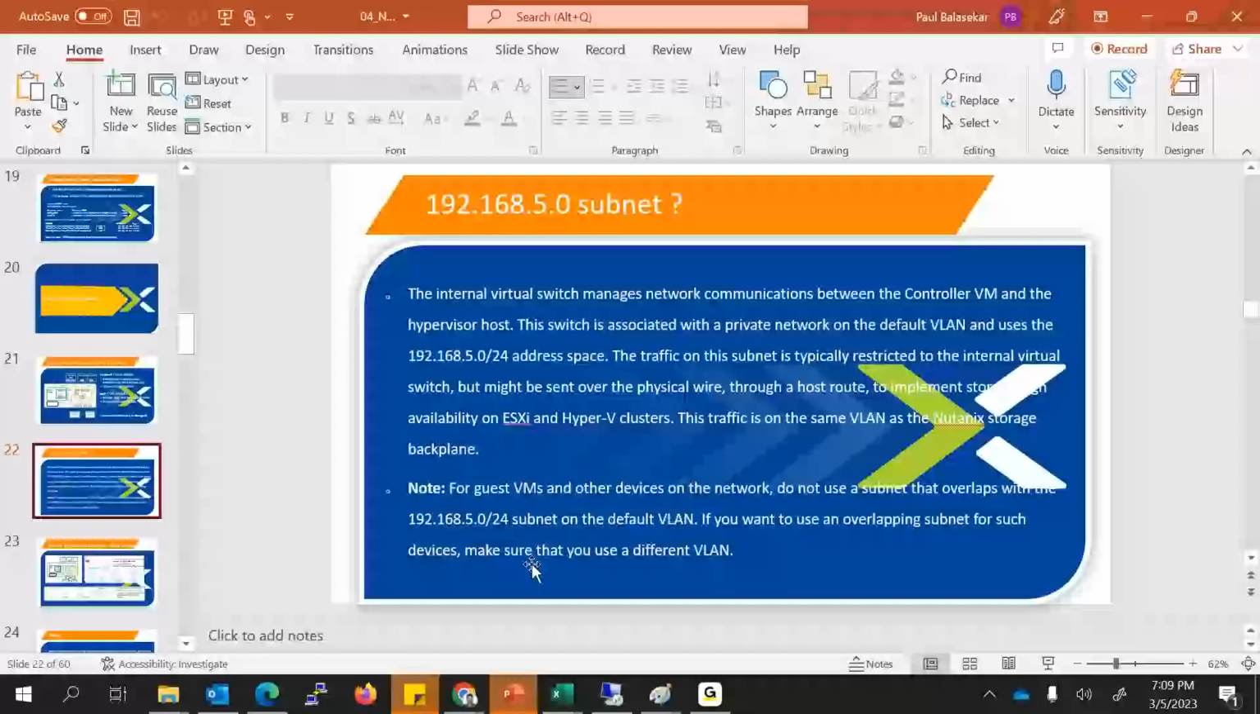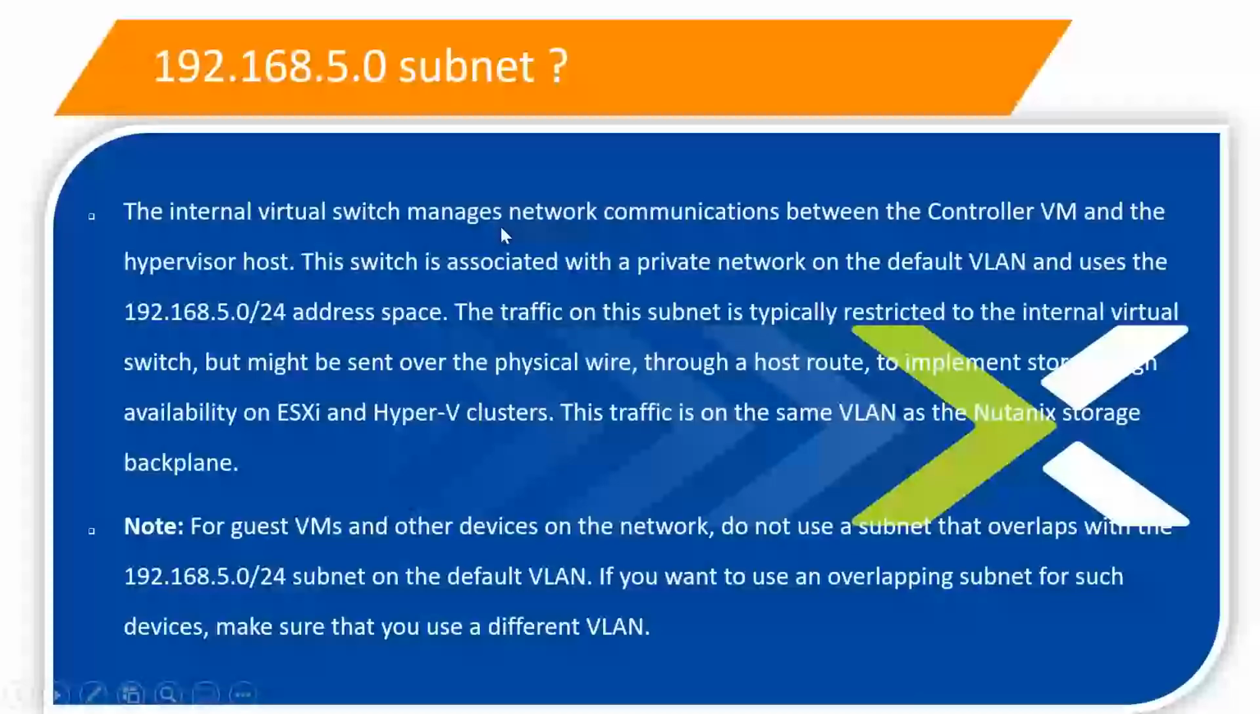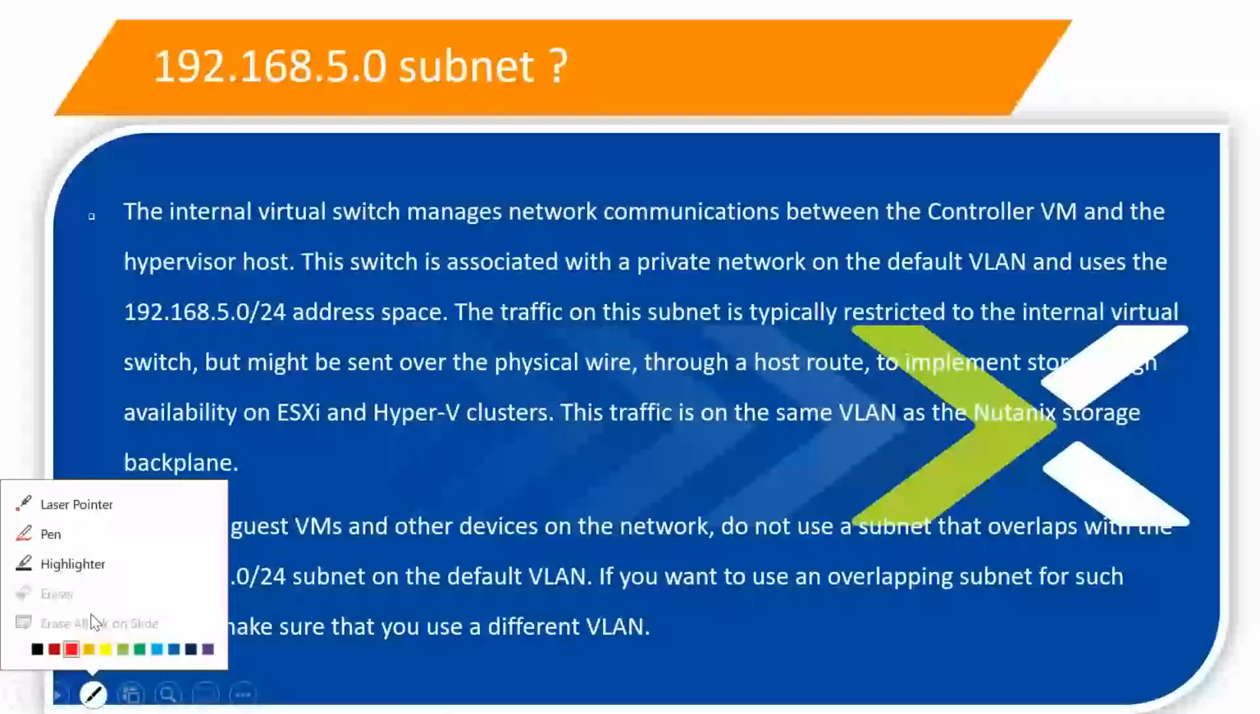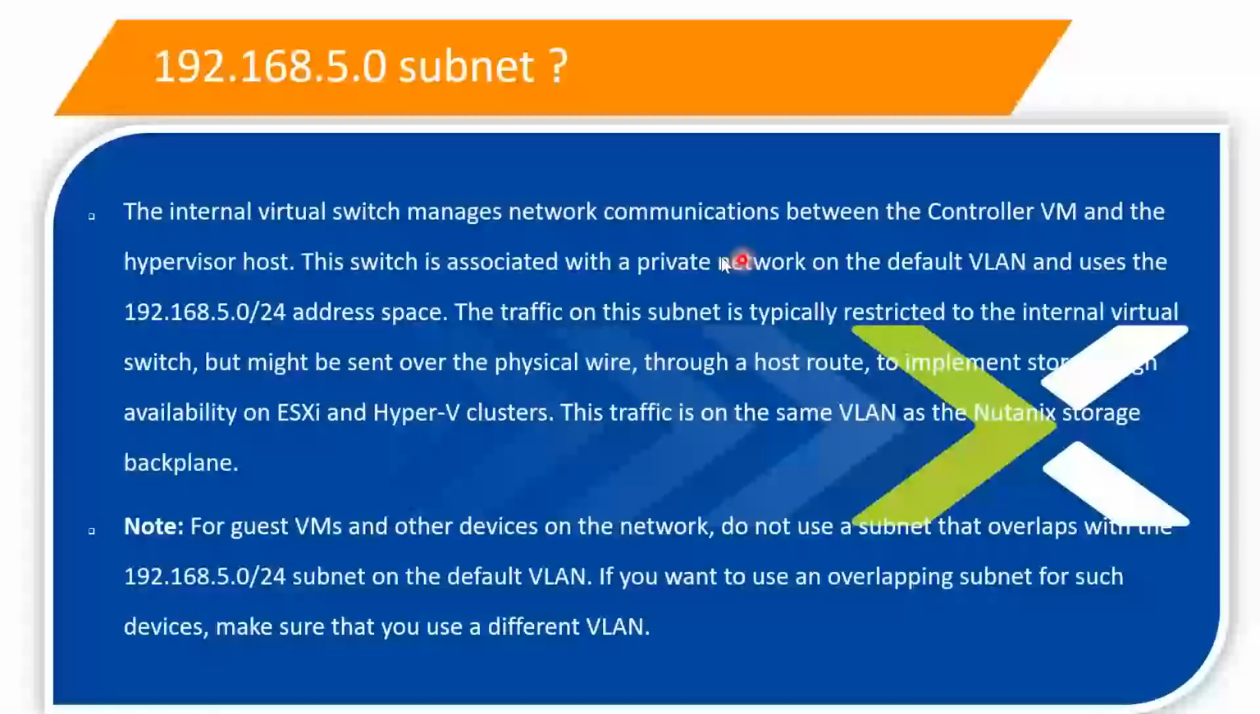Okay, so then this 192.0 subnet, you can actually read this, but I have already explained it. This is only for the CVM and host communication. It is associated with the private network on the default VLAN and uses this address. This traffic is restricted to the internal switch, but might be sent over the physical network through the host route to implement the Hyper-V and Hyper-V cluster.